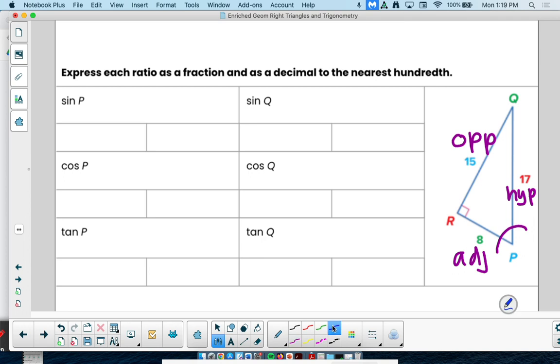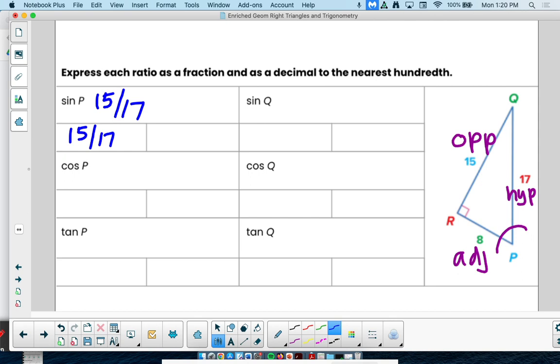So sine was what two legs? The sine ratio. Opposite and hypotenuse. So that would be what? 15 over 17. Can I reduce that? Nope. So I can't reduce it, so I'm going to rewrite it in the slot.